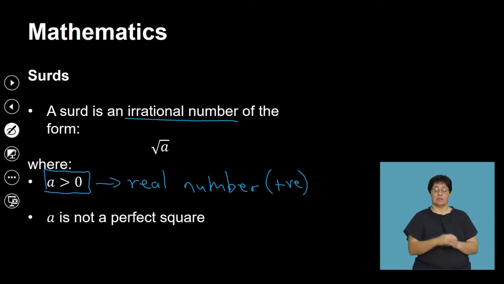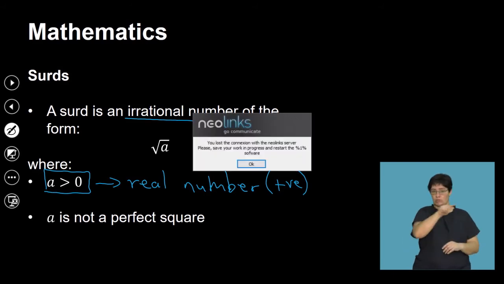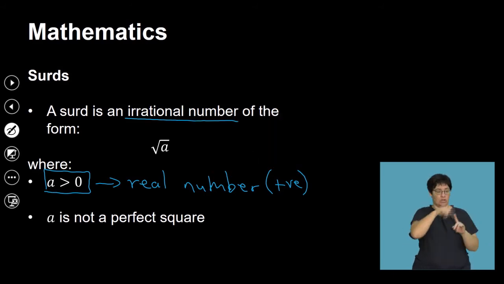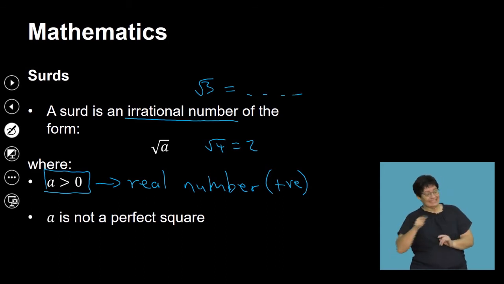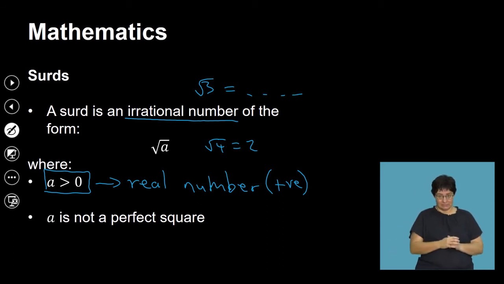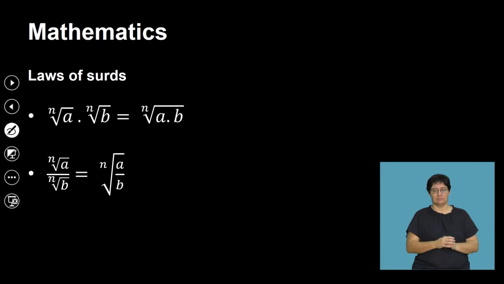Then number 2, A is not a perfect square. So A must not be a perfect square, because as soon as it becomes a perfect square, it will no longer be an irrational number. It will now be a rational number, right? Remember, root of 4 will be equal to 2. So that's not an irrational number. But root of 3 will then be a decimal of some sort with non-ending decimals there.